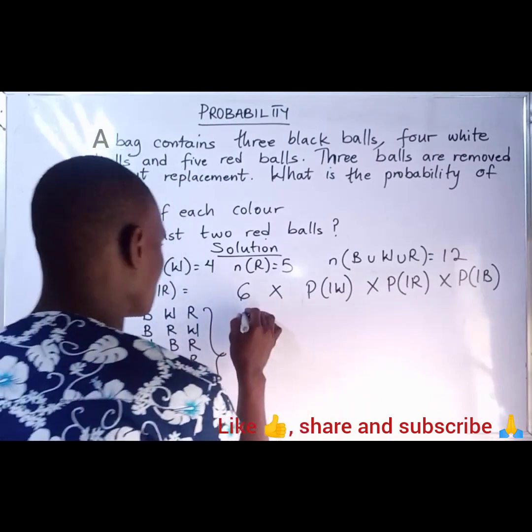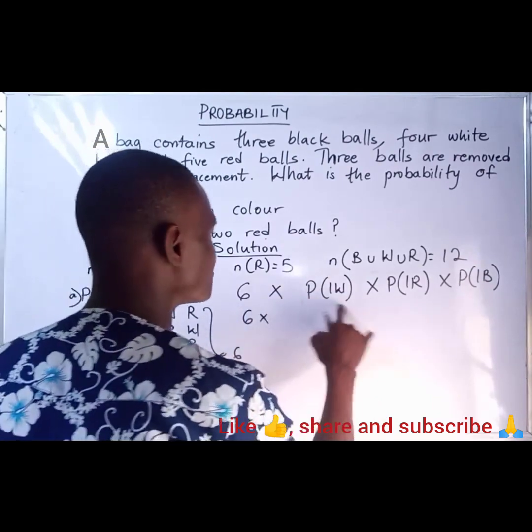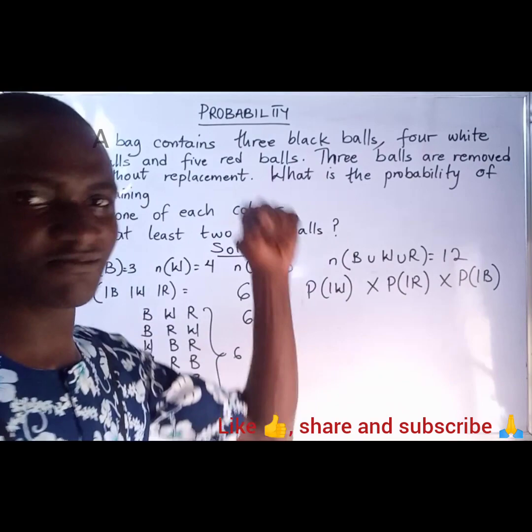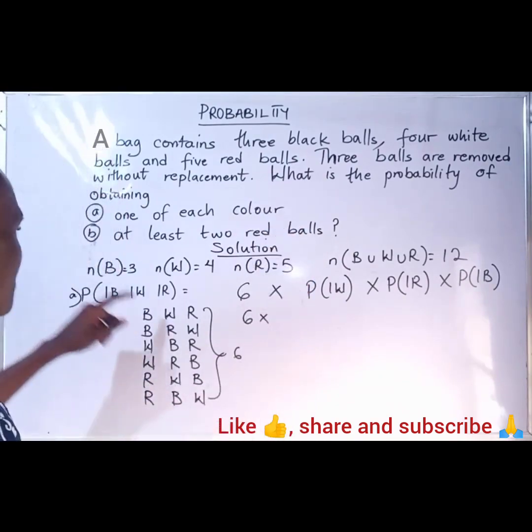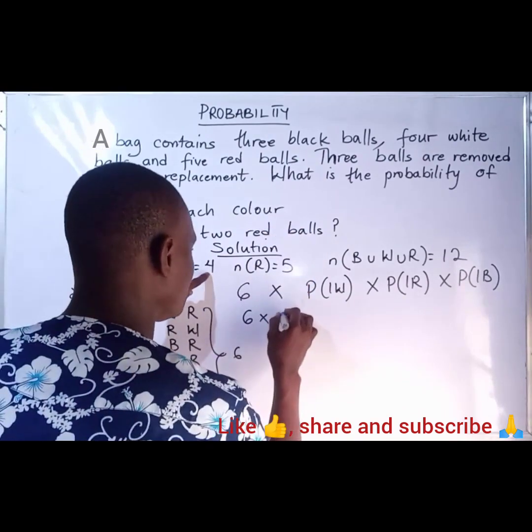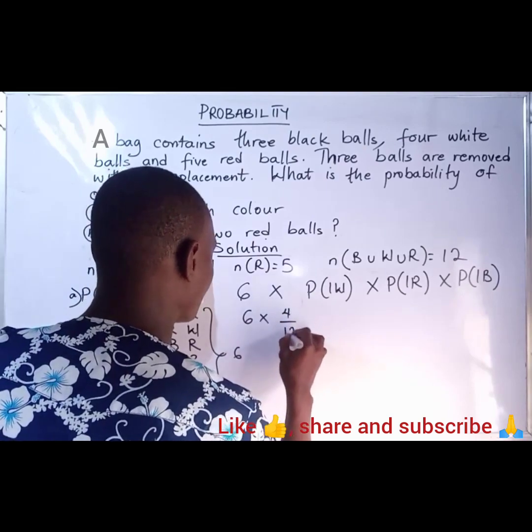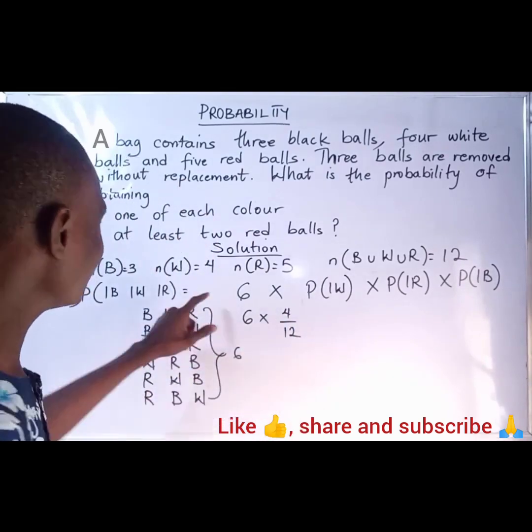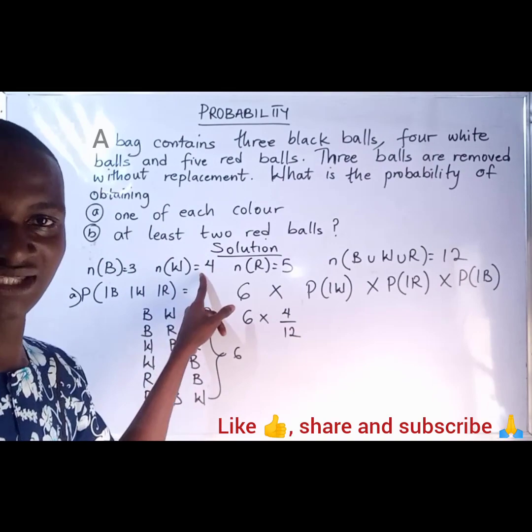Then let us go on. This is going to become 6. What is the probability of picking a white ball in the first place? The probability of picking a white ball is going to be 4/12, since there are 12 balls there and there are 4 white balls in the bag.